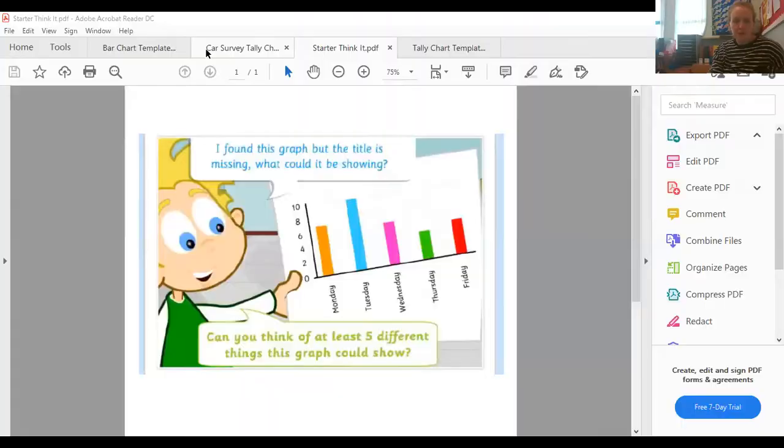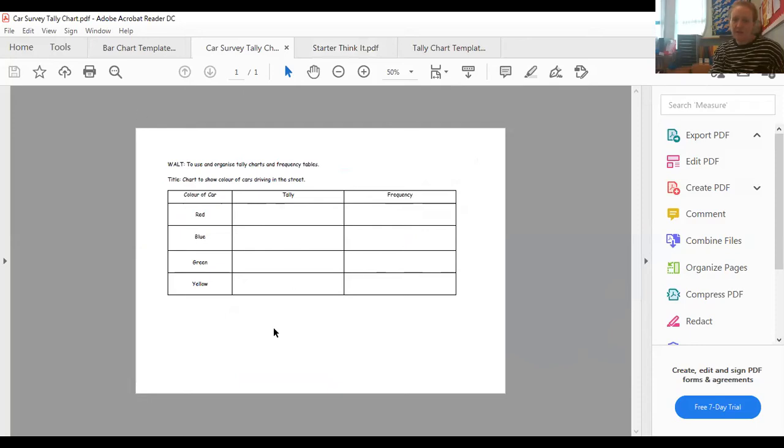Just share this with you. So this is it here. It's from the PowerPoint, there are different coloured cars, red, blue, green and yellow, and you do your tally and count how many there are. So you can print that off and do it that way. That's if you're not using your own amount of data.